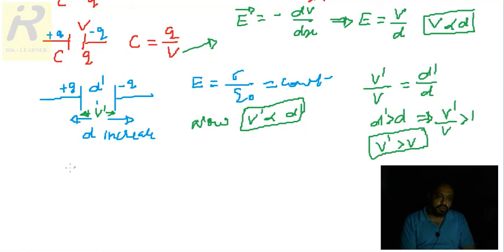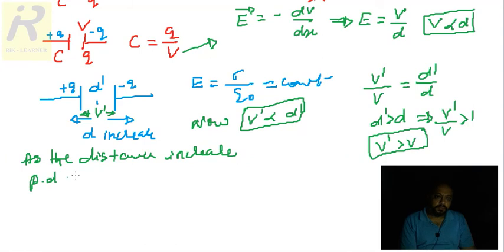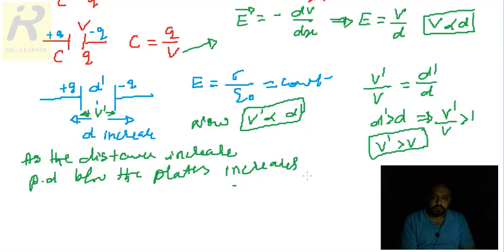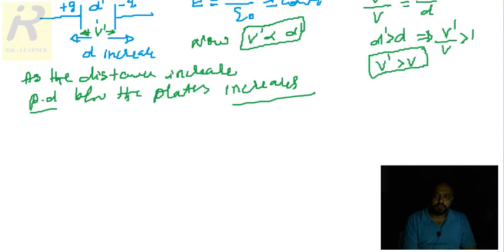So from this what I can conclude is, as the distance increases, the potential difference between the plates increases, right. So potential difference between the plates increases. So having said all these things together, now we have to combine all the results to know much more things.